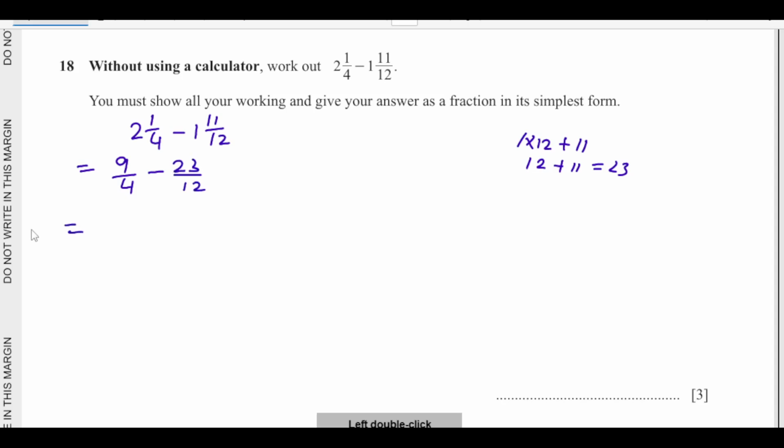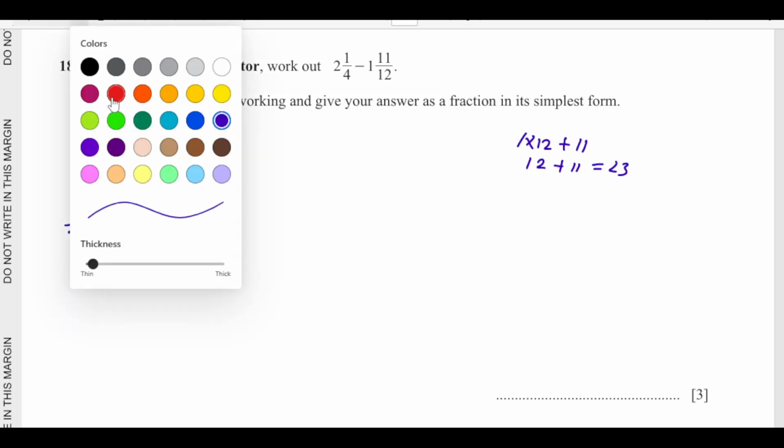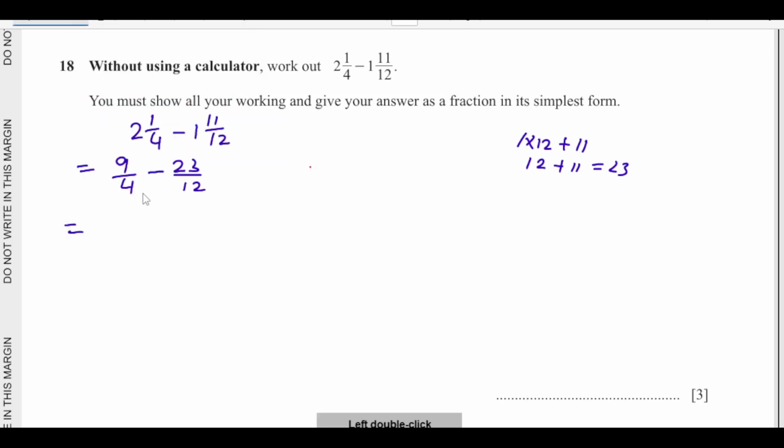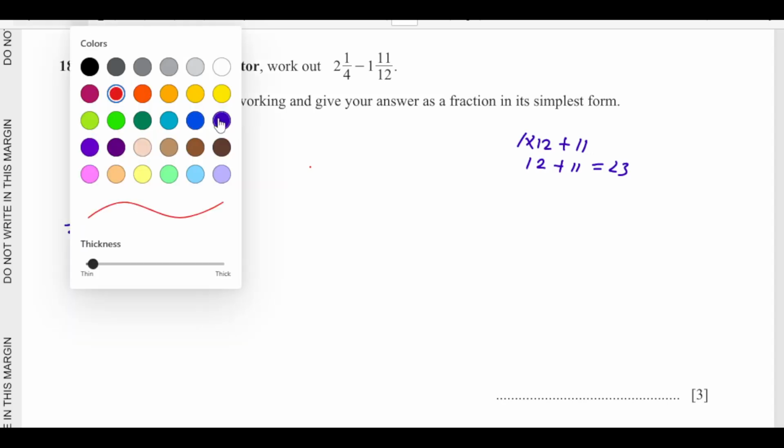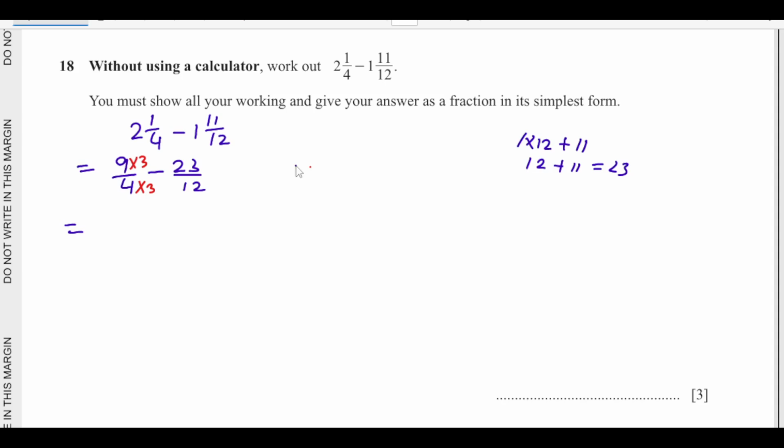So now we can take the LCM, or you just make the denominator the same. Here, if you multiply this by 3, you have to do the same in the numerator. So 9 times 3 and 4 times 3 gives us the denominator of the other fraction. So this is 27 over 12 minus 23 over 12. Now the denominator is the same, so we subtract. 27 minus 23 is 4 over 12, which is equal to 1 over 3. So the final answer is 1 over 3.